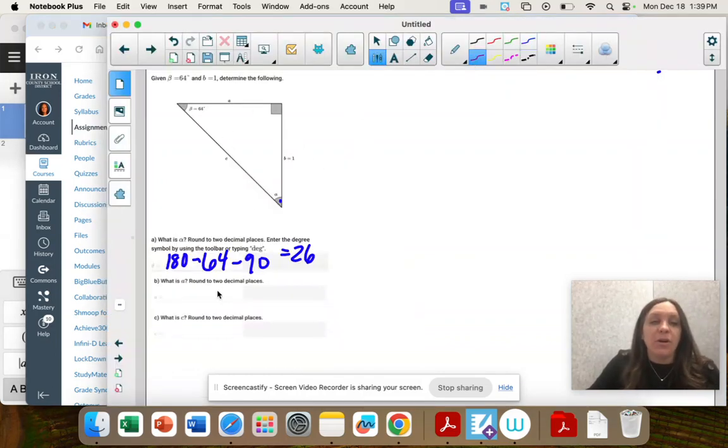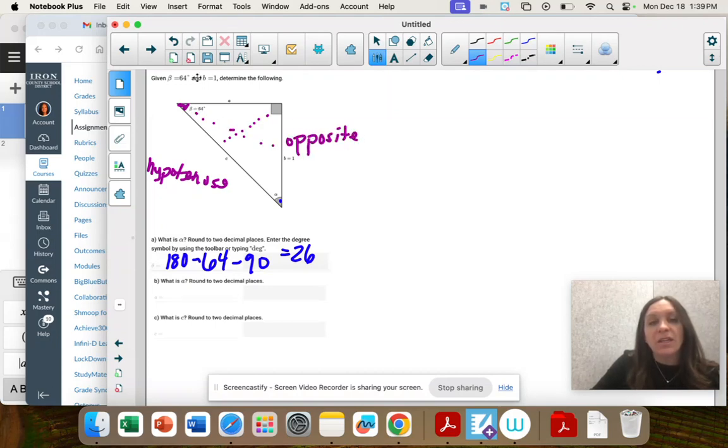Okay, our next part is we're solving for sides. So pick a reference angle. It can be either one. I'm going to go with the one that's already typed in there, 64, and label the sides. So across from the right angle is the hypotenuse. Across from the reference angle is the opposite. And then next to the angle is called the adjacent.